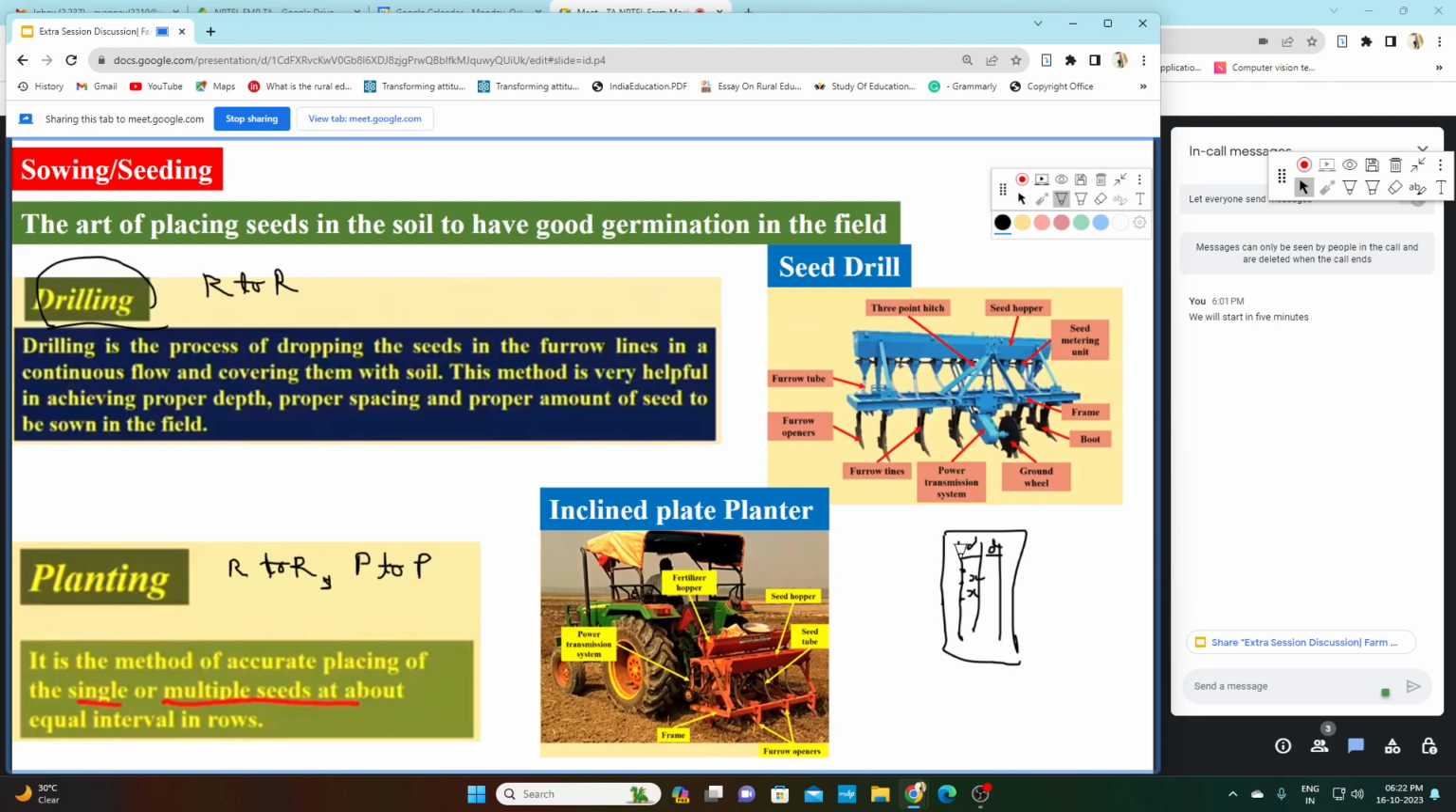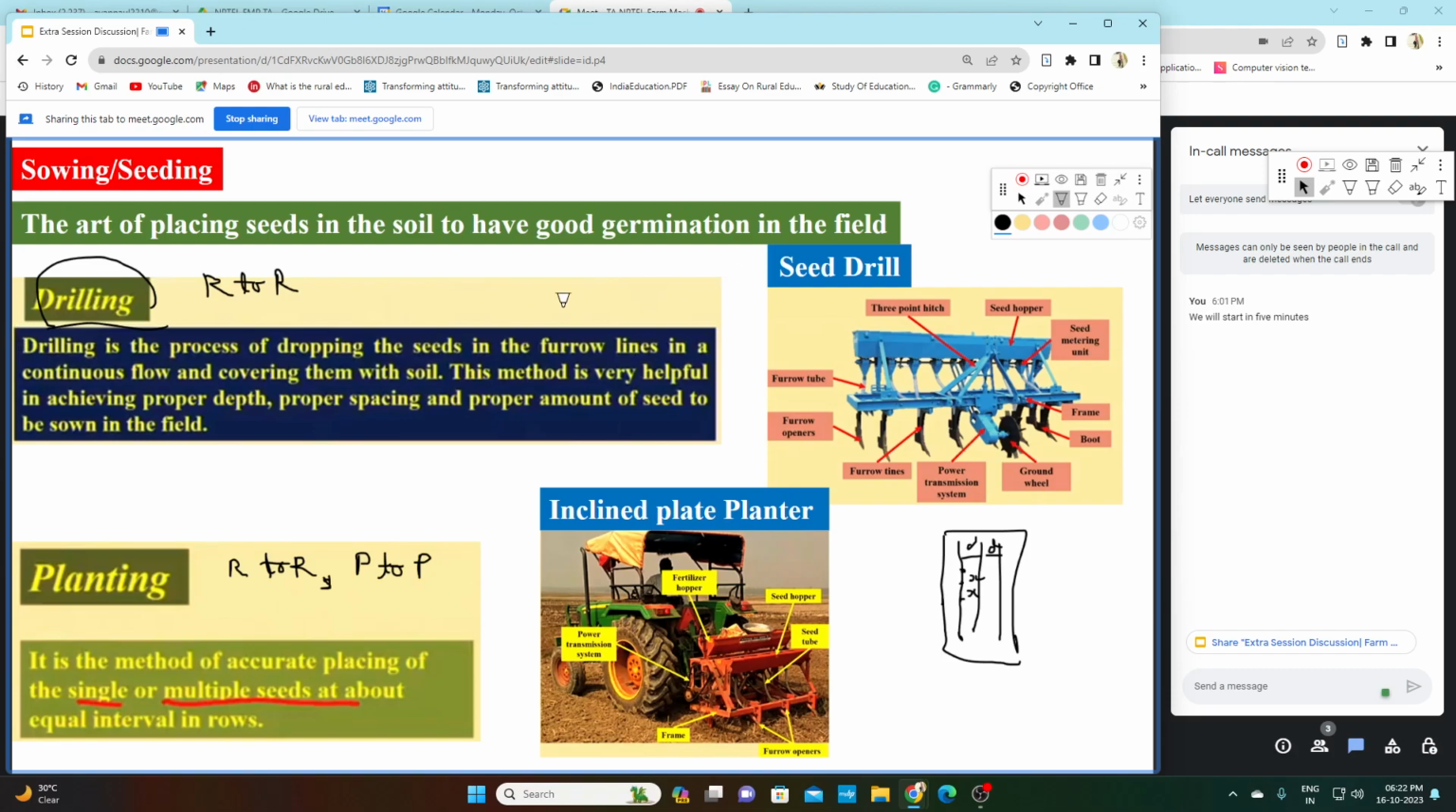What is row to row distance? Row to row distance is the distance between two plants in two consecutive rows. Okay, so this is row to row distance. What is plant to plant distance? Plant to plant distance is the distance between two plants in a single row. So that is plant to plant distance.